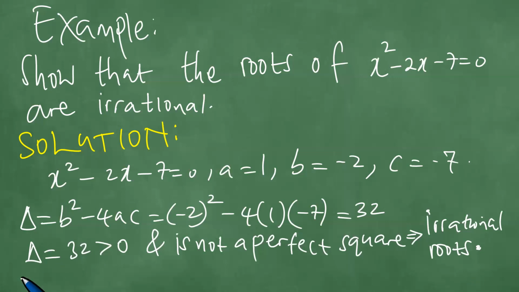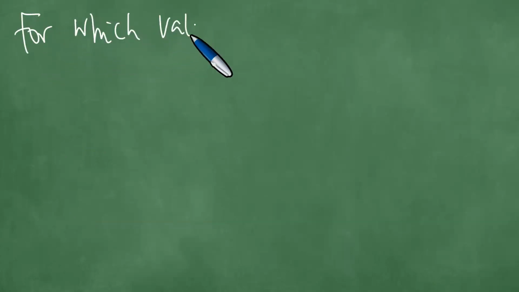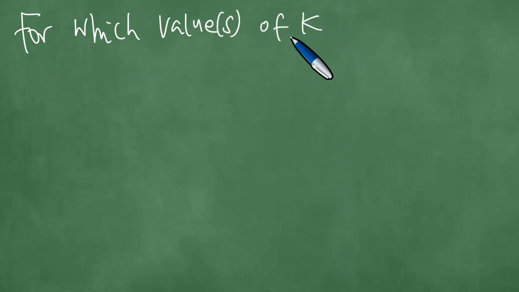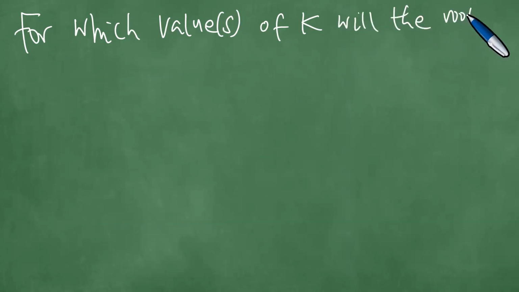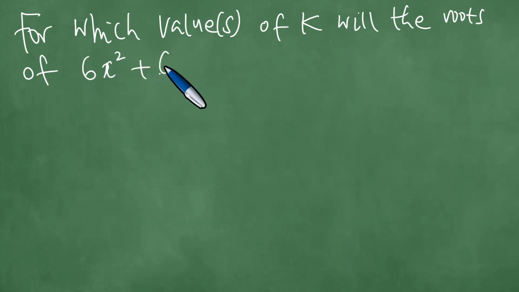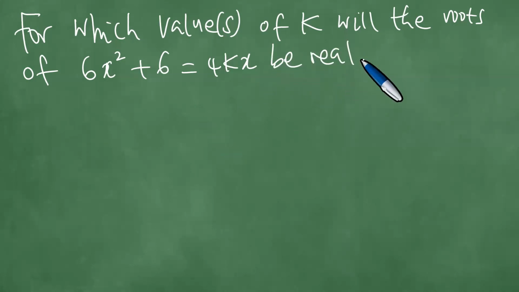So let's look at the next problem. Okay, this is recorded, so I'll have a chance to see this. For which value or values of k will the roots of 6x squared plus 6 equals 4kx be real and equal?